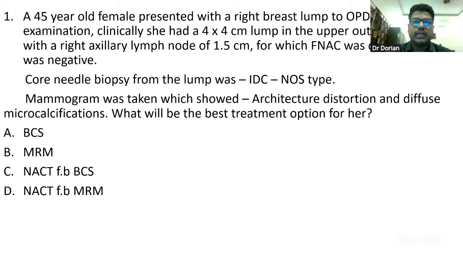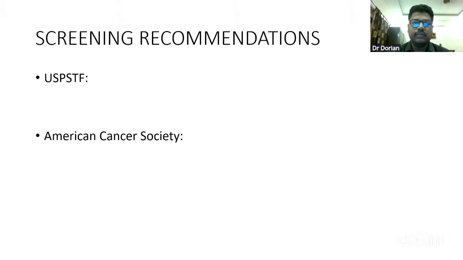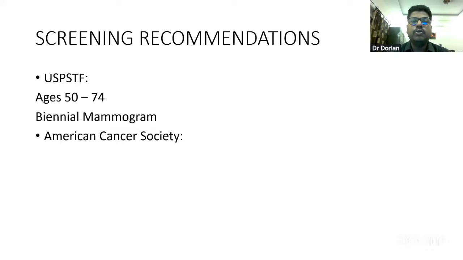So in this question, I've discussed all the points regarding screening mammogram and what to do when a mammogram gives such a picture. There are two screening recommendations given in Sabiston. The first is by the United States Preventive Services Task Force, which states that women in the age group of 50 to 74 should be offered a biennial mammogram, that is, a mammogram every two years.